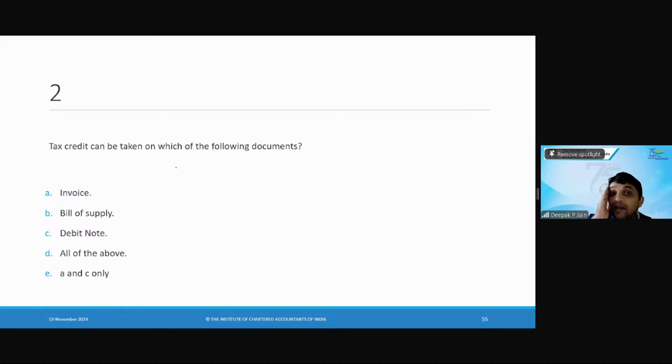No, right? Bill of supply is when you supply something which is exempted, or it is a supply by a composition dealer. So on B you cannot take. On the basis of debit note, can you take the credit? Yes, you can take the credit. So the answer is A and C, which is mentioned in E. So the correct answer is A and C. Correct. Okay, few people were saying that it is B and D. No, it is actually E, because on both invoice and debit note you can claim the credit.